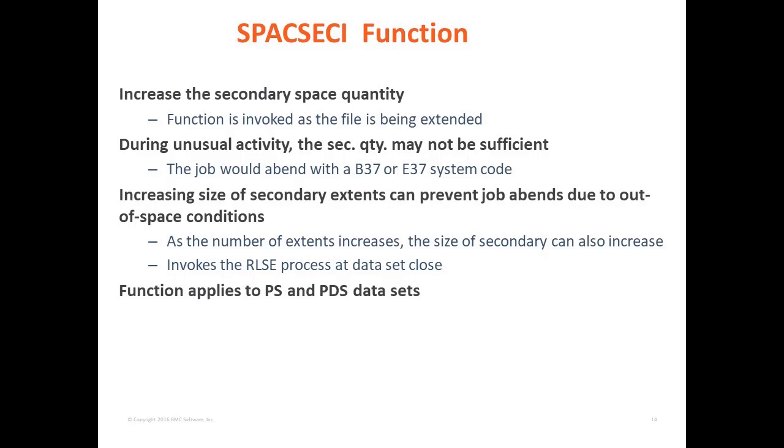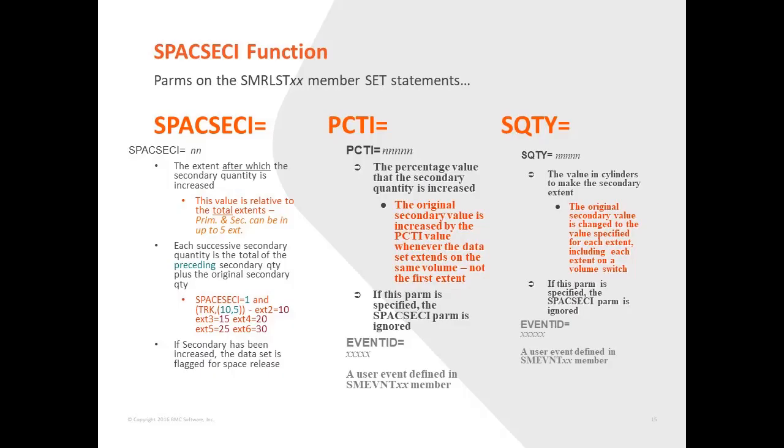The SPACSECI function increases or decreases the secondary space quantity. This function is not a recovery function. The actions taken are not a result of an out-of-space condition. SPACSECI can be used to prevent out-of-space conditions or even prevent other allocation functions from being called because of an out-of-space condition. The function will apply the RLSE process at dataset close. The SPACSECI function applies to physical, sequential, and partitioned datasets.